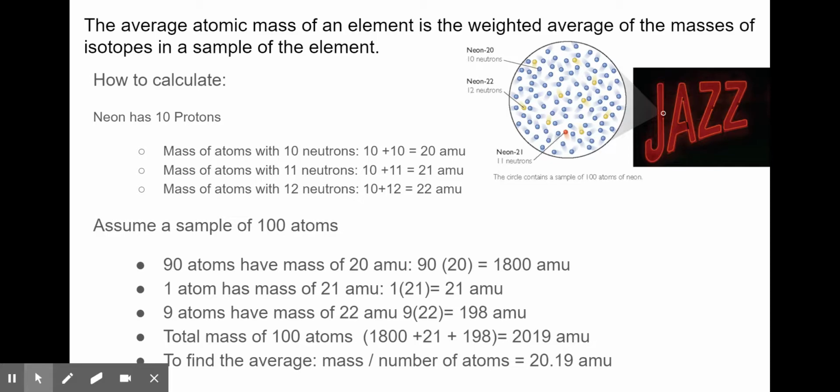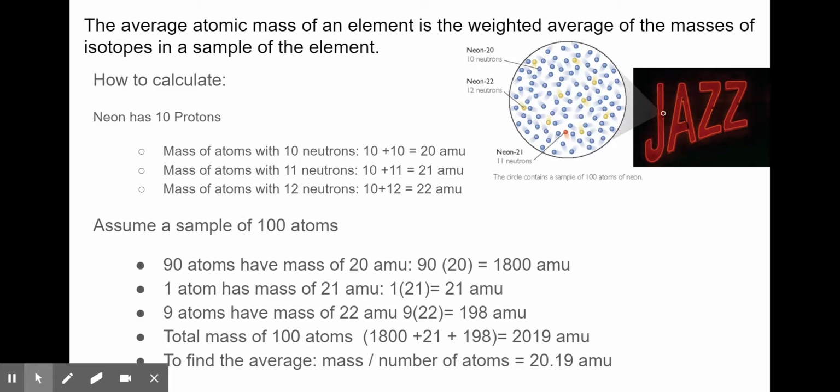So take a look. How to calculate: neon has 10 protons. That's the atomic number, okay? If we have 10 neutrons plus 10 protons, that gives us the mass of 20. 10 plus 11 gives us 21. 10 plus 12 is 22, okay? So let's assume that we have a sample of 100 atoms, okay? If we look at the sample picture that's up here, we would have 90 blue spheres. We have 9 of the yellow and 1 of the red, okay?